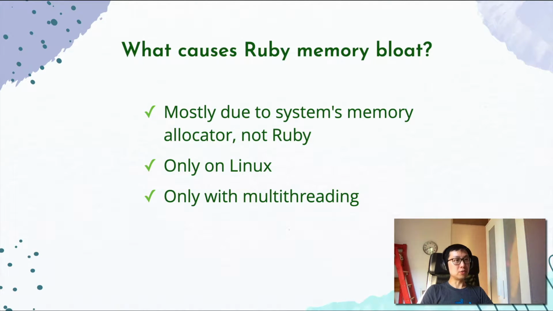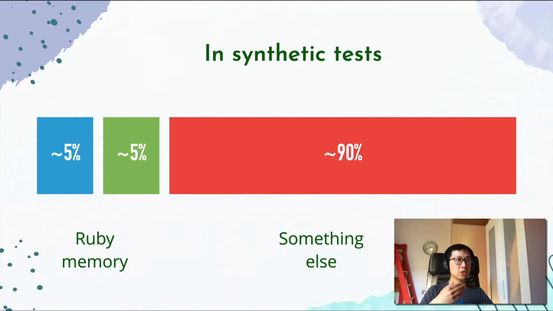A while ago, I researched the actual cause of Ruby memory bloat, and I found that it is mostly due to the system's memory allocator, and not due to Ruby. It is a problem that mostly occurs on Linux, not on other platforms. And also, it is a problem that mostly occurs in combination with multi-threading. So, for example, Puma is much more affected than Unicorn. I saw in synthetic tests that up to 90% of memory usage was not attributed to Ruby, but to something else. 90%, that's a really staggering number.